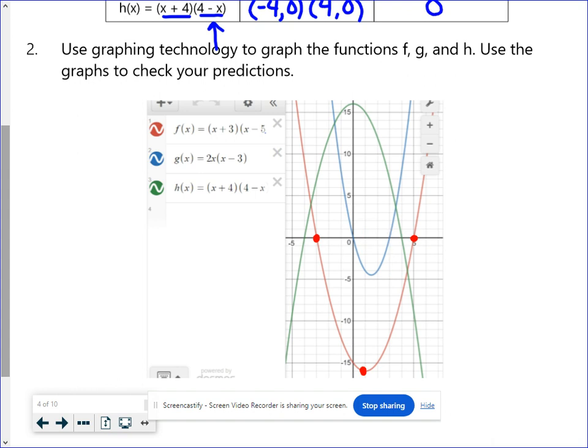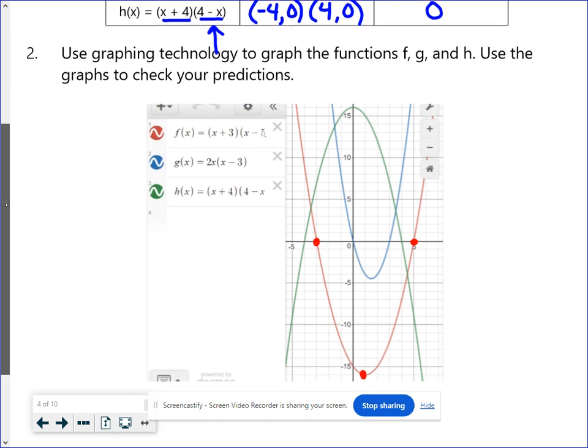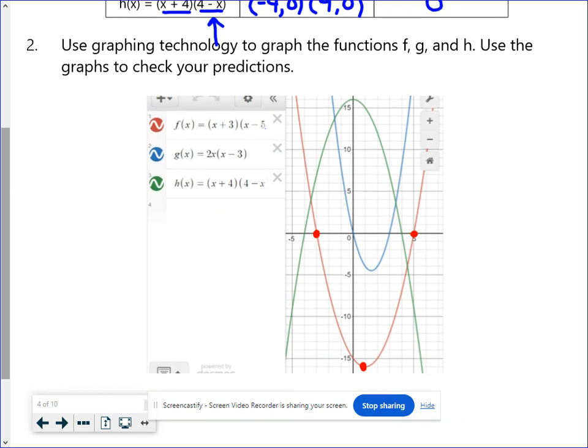For the second one that we have, that g of x function, we said that it was going to be at 0, 0, and 3, 0. I'll use the colors that I guess got graphed on here. So 0, 0, and 3, 0. And we said that that vertex then would be at 1.5 for the x value. And that's where it is, right? It's right in between those two x values of the x-intercepts.